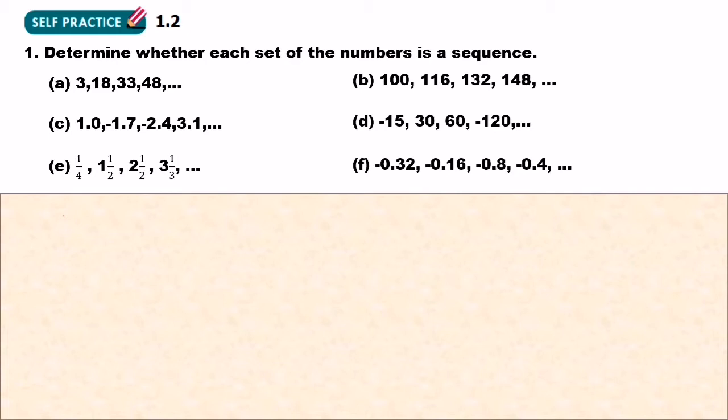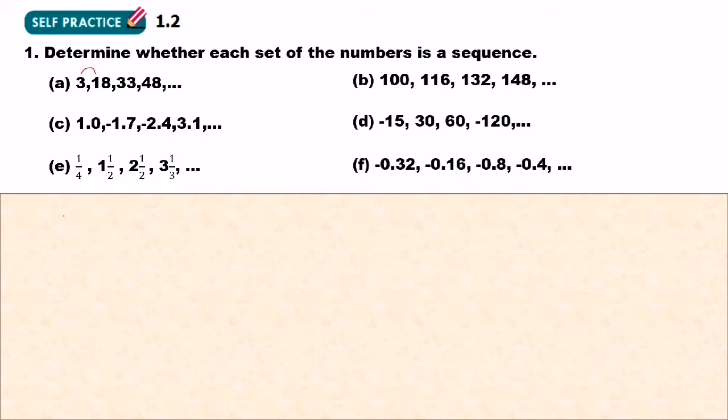A: 3, 18, 33, 48. Okay, so the numbers go from smaller to bigger, so maybe it is addition or multiplication. We try multiplication. 3 times 6 equals 18. 18 times 6 does not equal 33. So it is not multiplication. So we try to find the difference between 18 and 3.